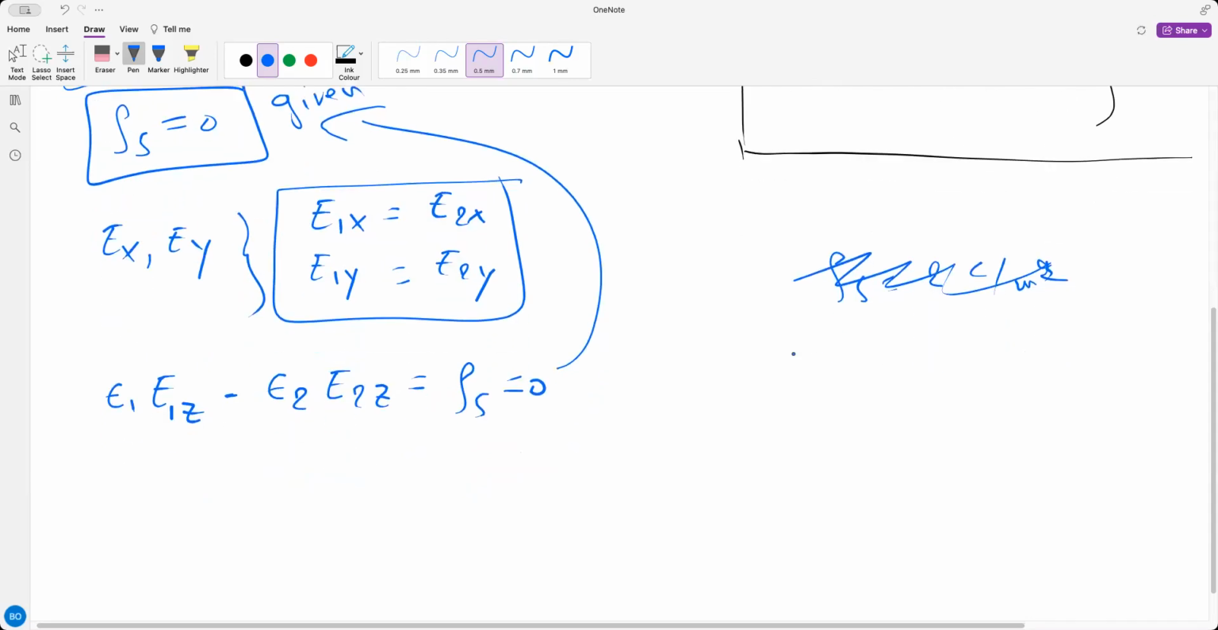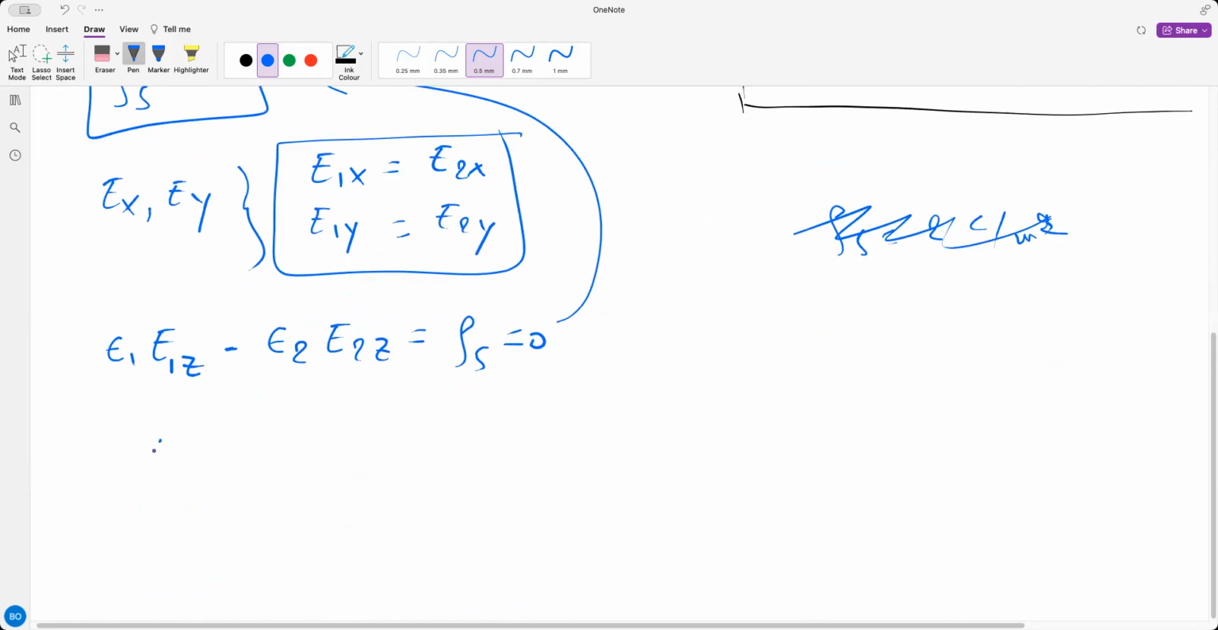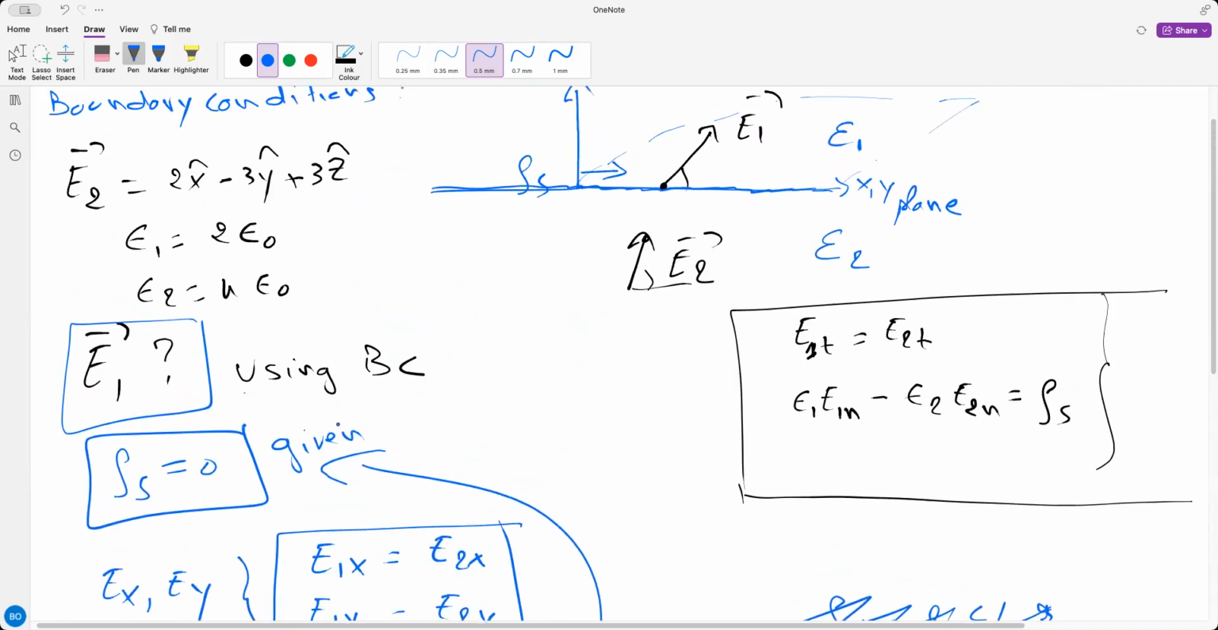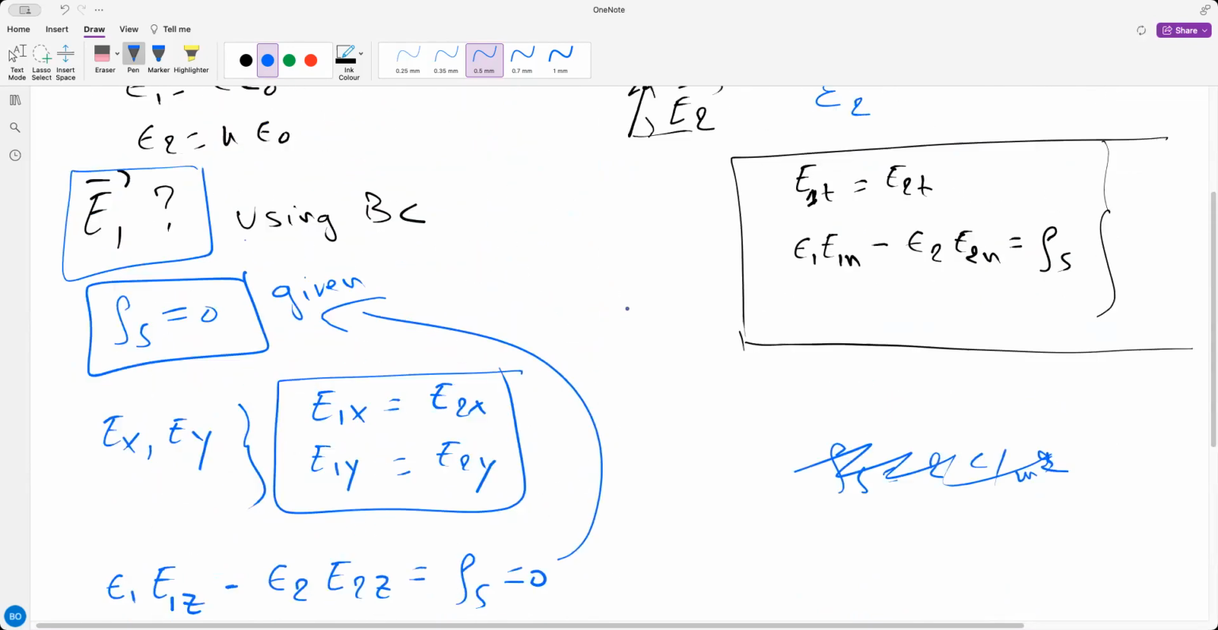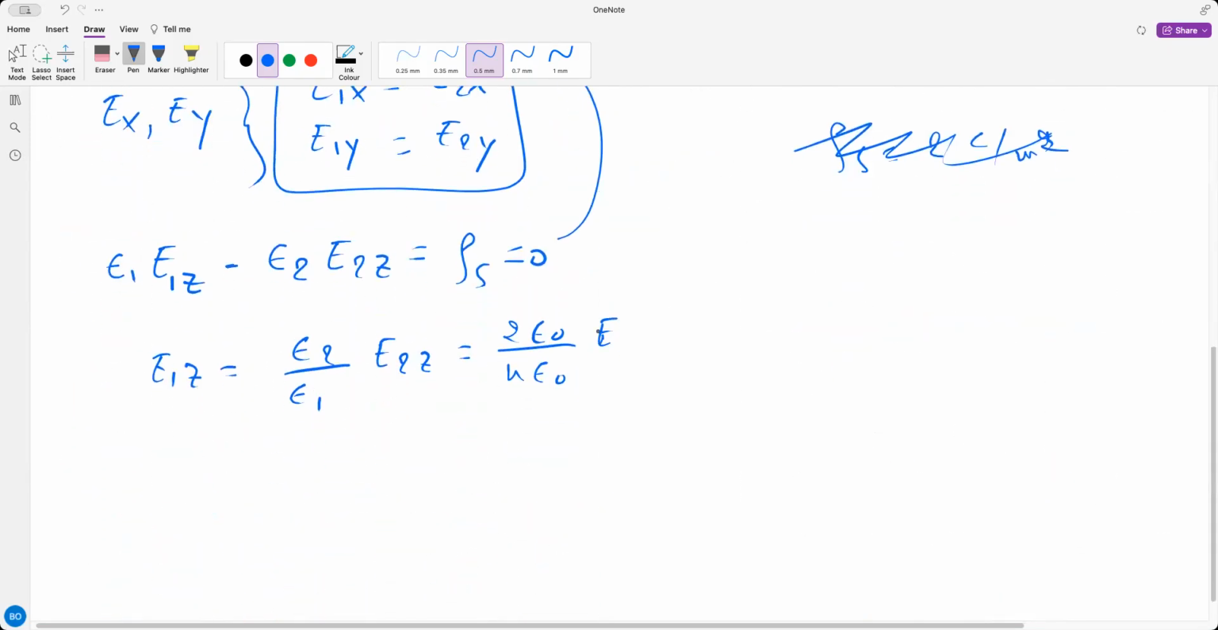Okay, so this means that we are looking for E1. So E1z will be equal to epsilon 2 over epsilon 1 times E2z. We know that epsilon 2 is 2 times epsilon 0 divided by 4 epsilon 0. And E2z, what is E2z? E2z is 3. Okay, this means that E1z will be equal to 1/2, so 3/2.